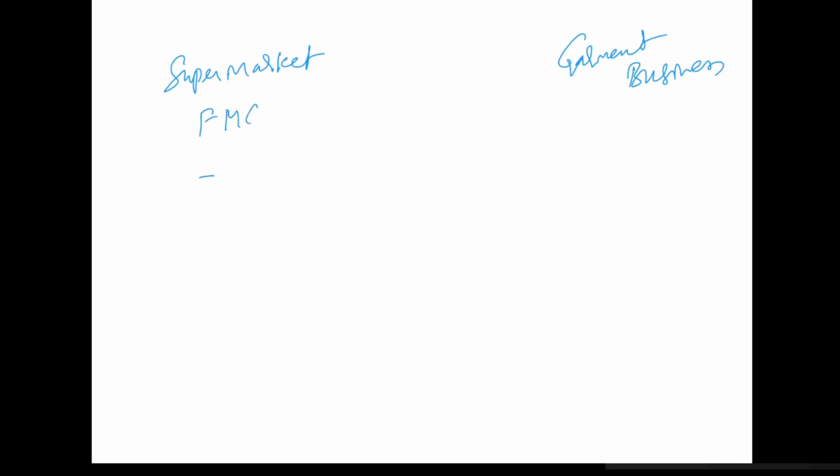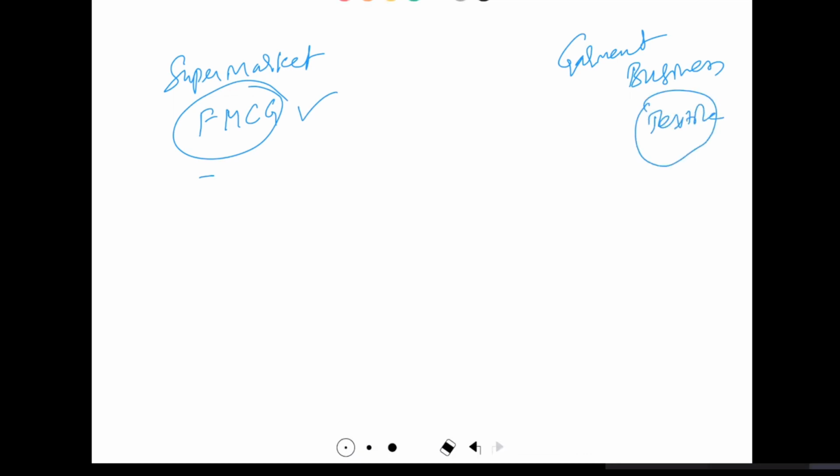Okay. Let's take a simple example. You have a supermarket, and you have a garments business. In the supermarket, you are selling only FMCG products like rice, cooking products, and food items. In garments, you are selling only textile-related products. Okay. So did we agree that both are in the same business?